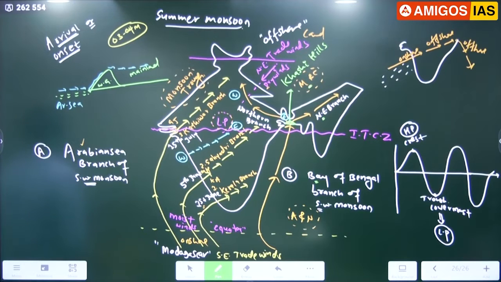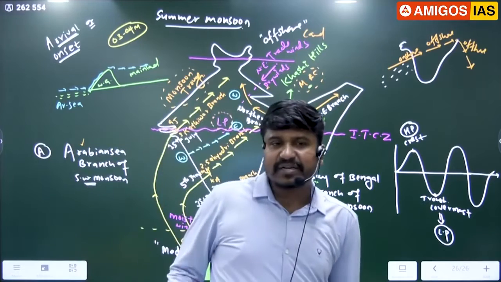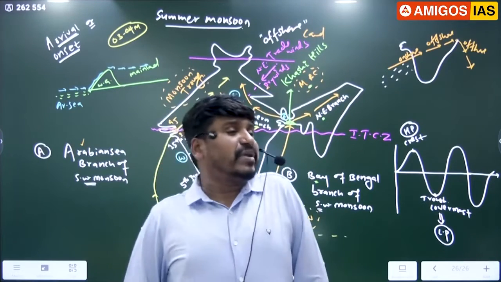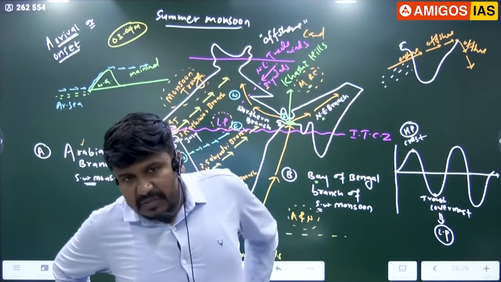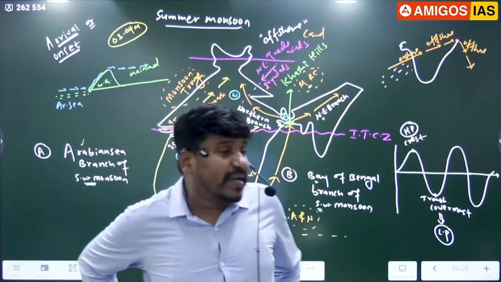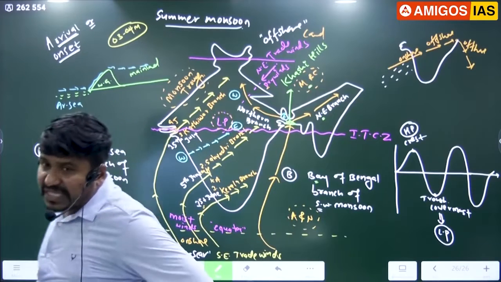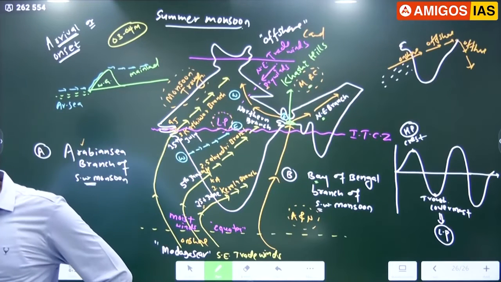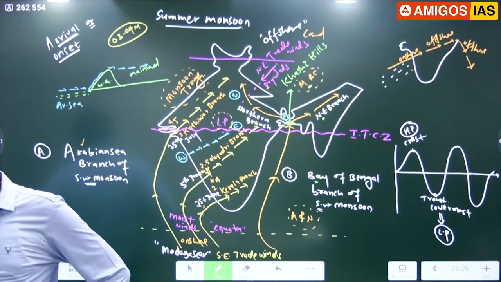In the same point, it enters India through three sub branches. It, meaning the Arabian Sea branch, enters India through three sub branches.